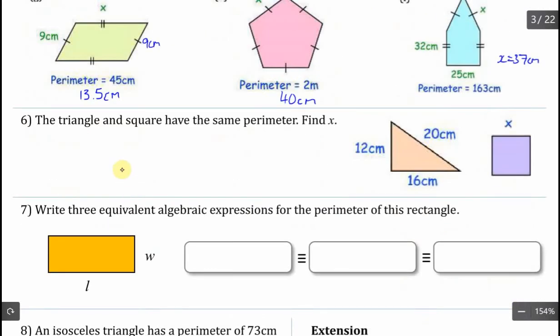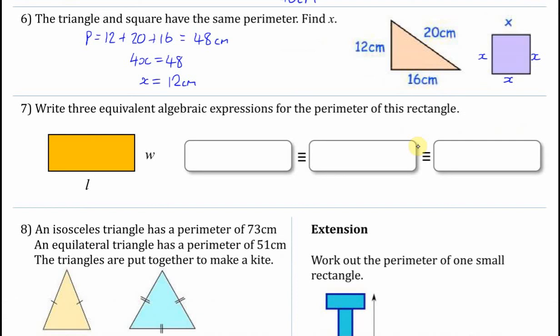Okay, number 6. The triangle and the square have the same perimeter. Find x. Well, if they've got the same perimeter, let's work out what that perimeter is. So the perimeter is 12 plus 20 plus 16, 36, 38, 48. And 4 lots of x, because it's a square, so they're all going to be x, must be equal to 48. So if we divide by 4, x must be 12.